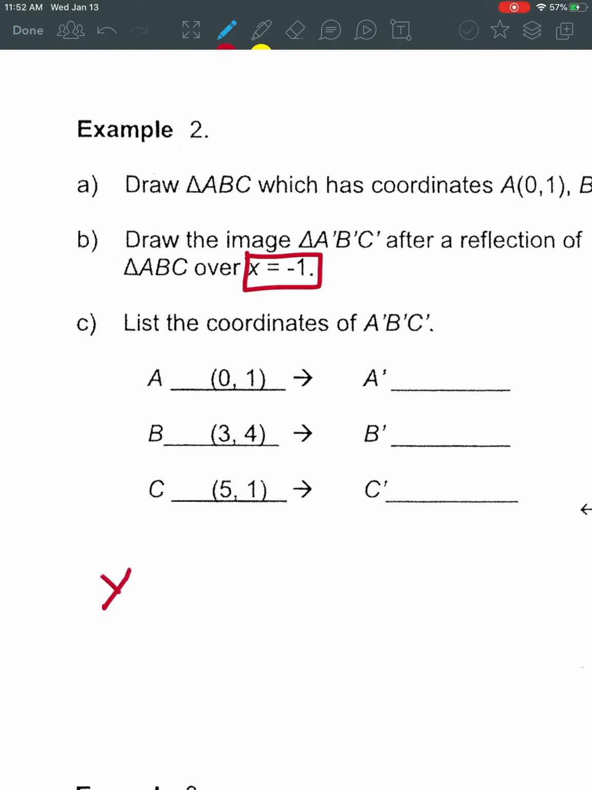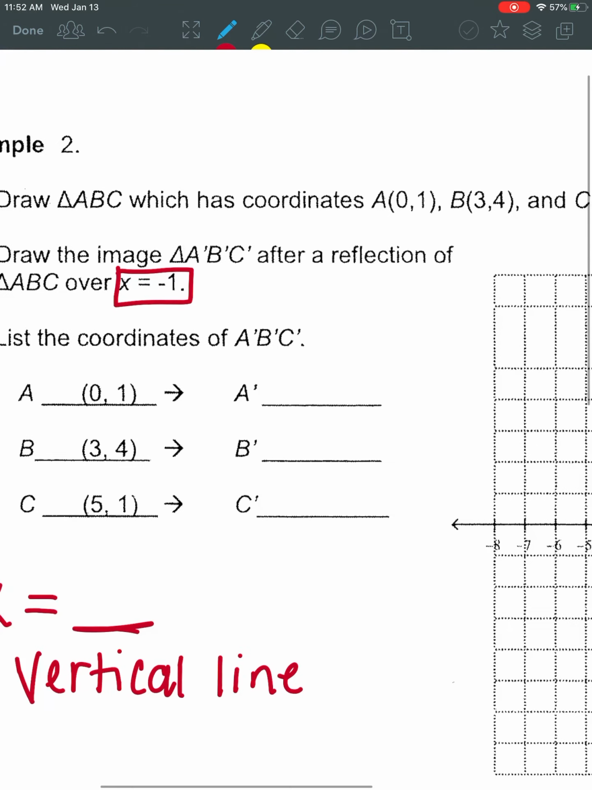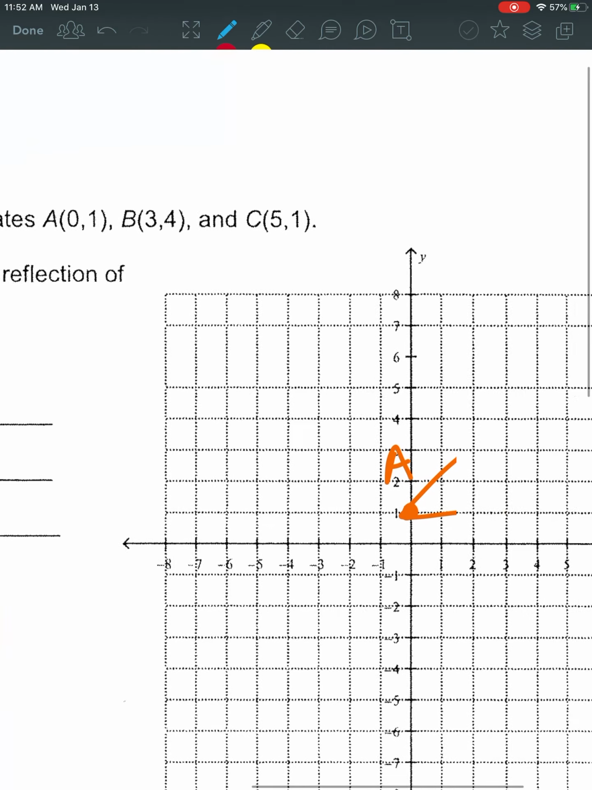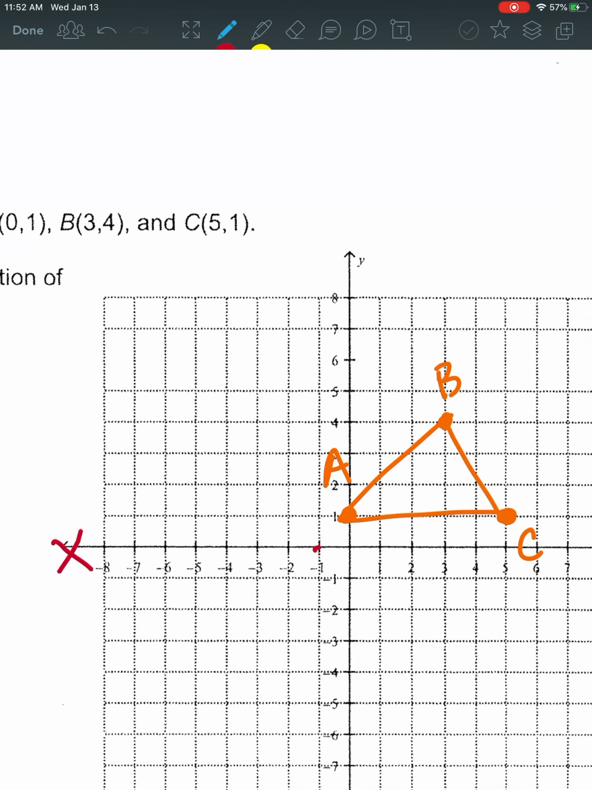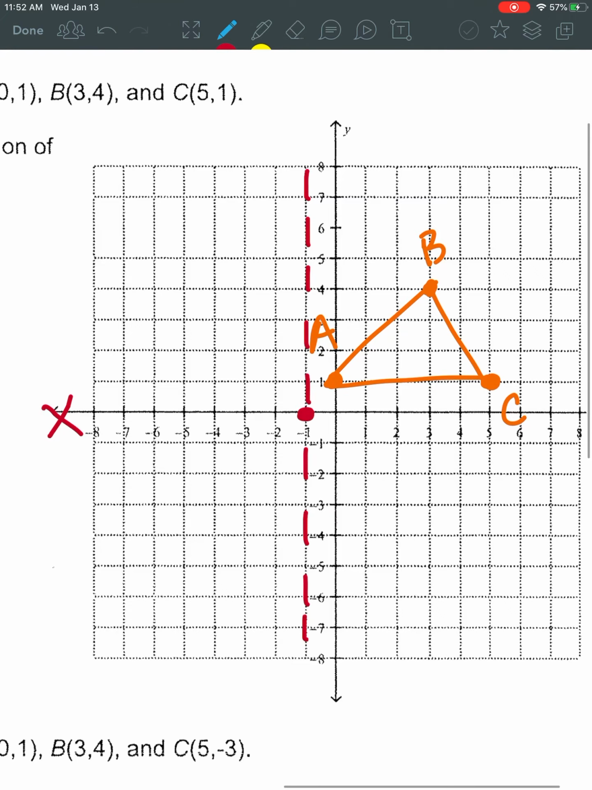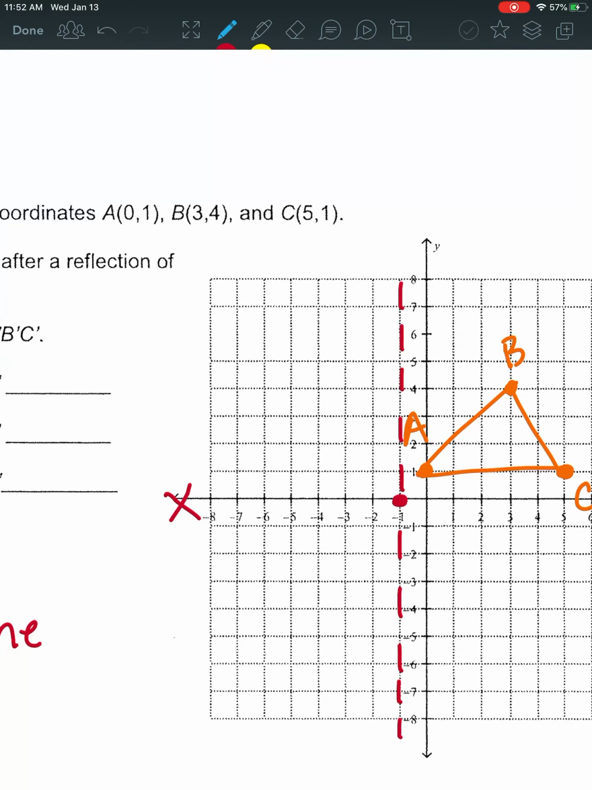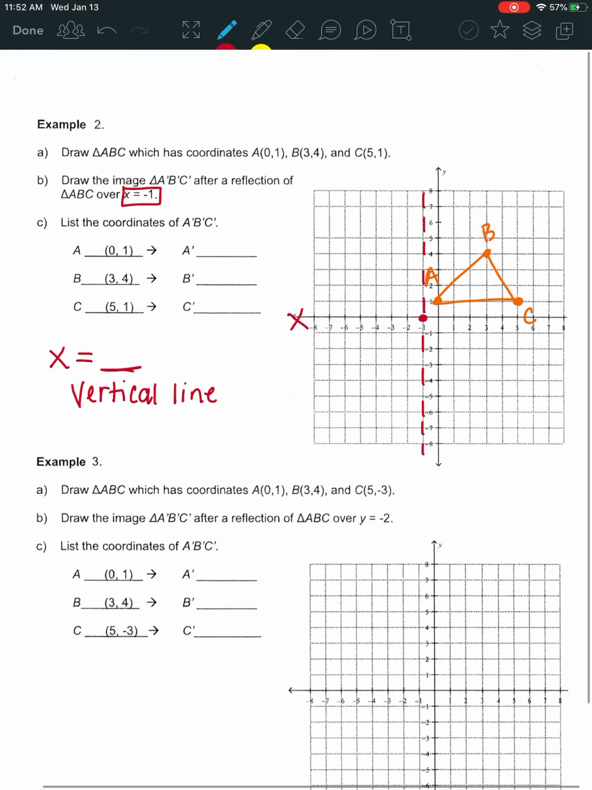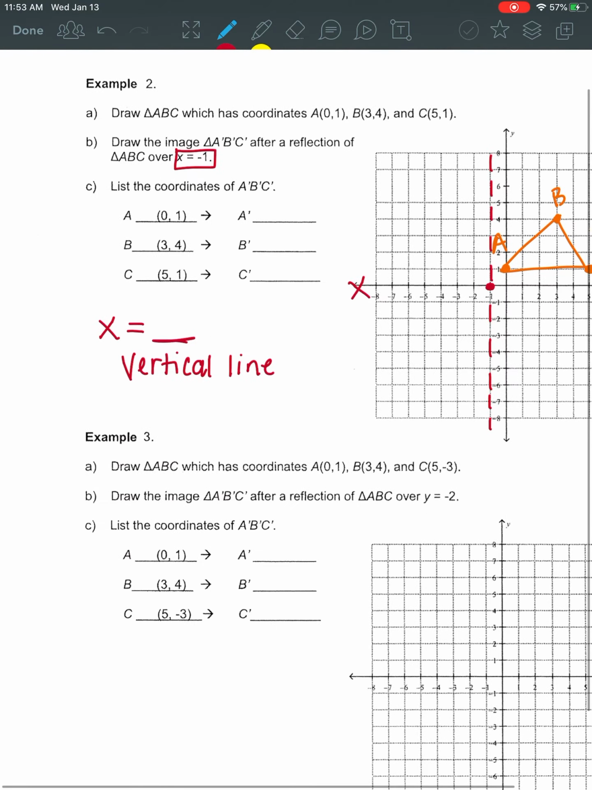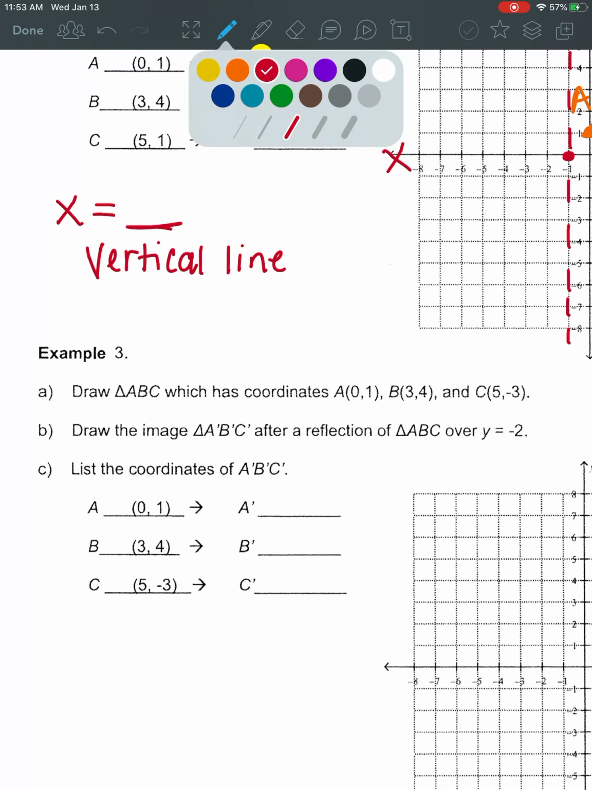There is no rule for our x equals and our y equals. So x equals is always going to be a vertical line. And I'm leaving that blank because that -1, it could be +4. That may change. So you'll go to the x-axis and go to -1, and then there is a vertical line here. This is our new axis of symmetry, sorry, our line of reflection. So now you want to reflect over that dotted line, and I want you guys to try and do that on your own, and then write those new ordered pairs, A prime, B prime, C prime.